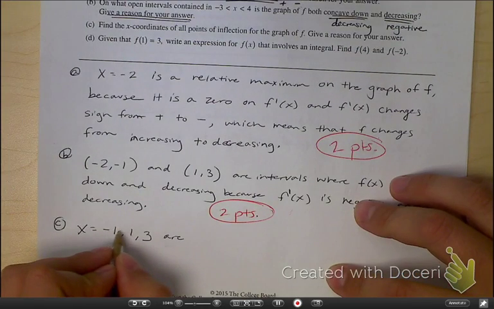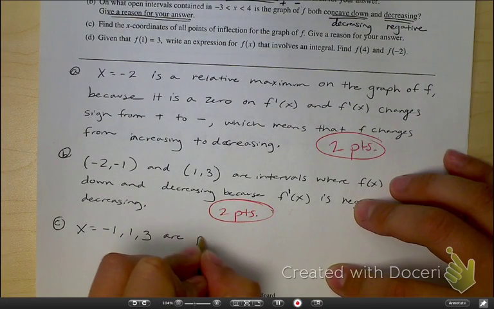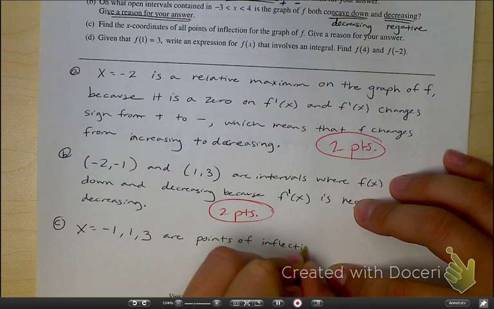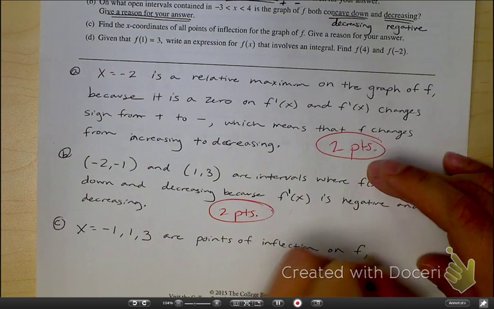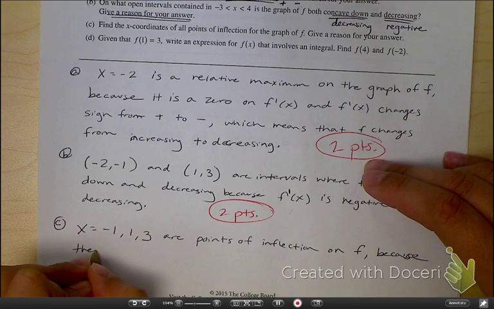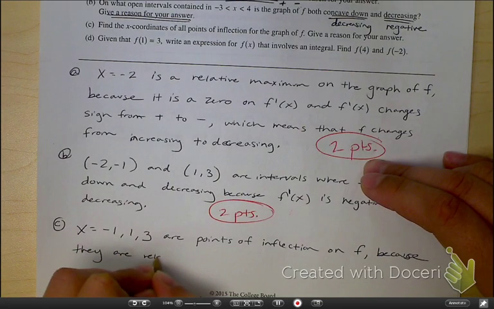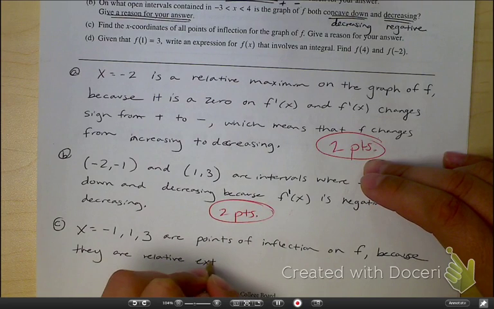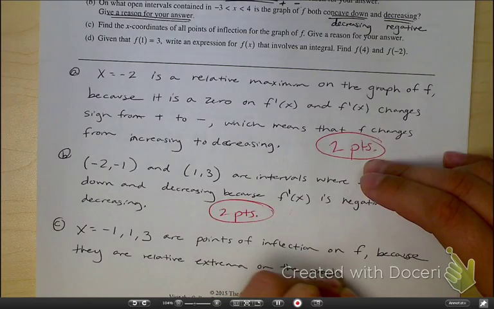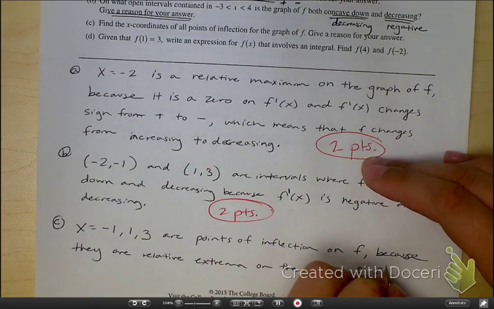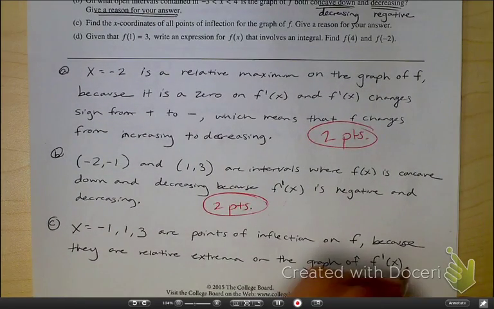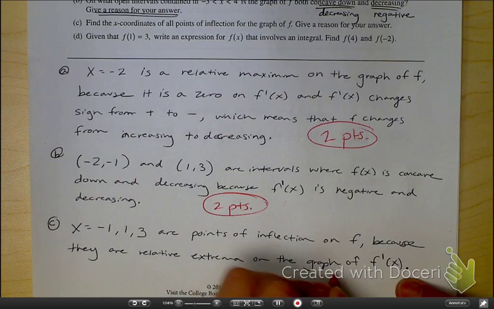X equals -1, 1, and 3 are points of inflection on f because they are relative extrema on the graph of f prime of x. And again, I will save you from an over explanation. So that's 2 points.